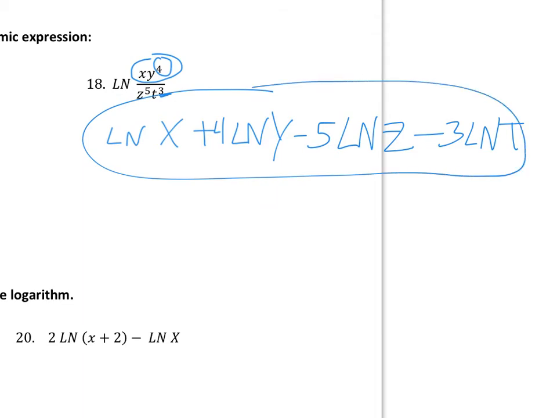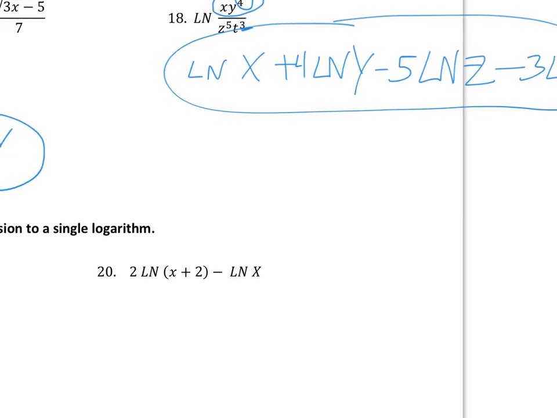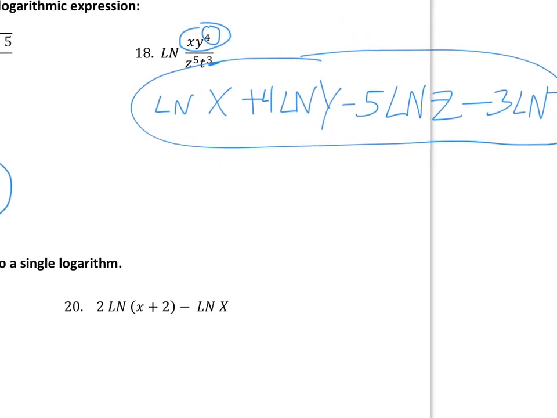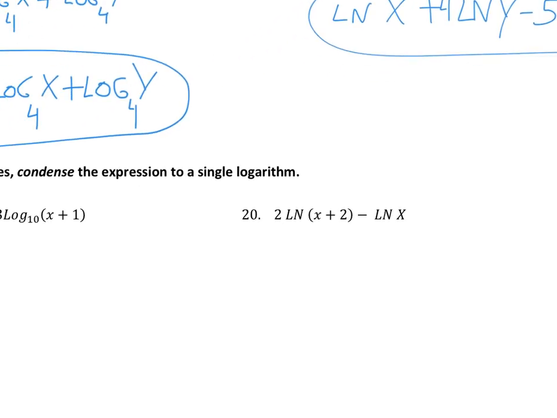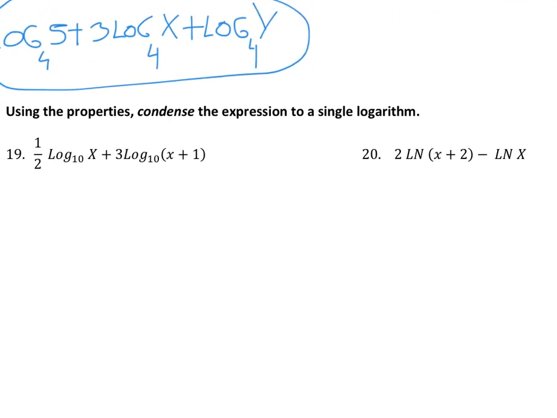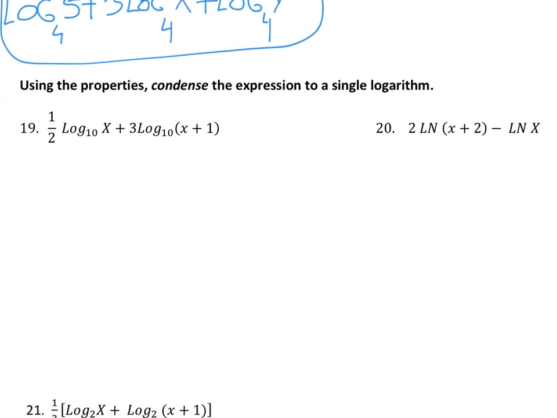Alright, the last part is we have 19, 20, and 21. This is where we're really going to use this to solve equations. We're going to do the opposite of what we just did. So we're going to start with something that looks like this, and I'm going to condense it to 1 natural logarithm. So let's move down to 18. You can see, using the properties, condense the expression to a single logarithm.